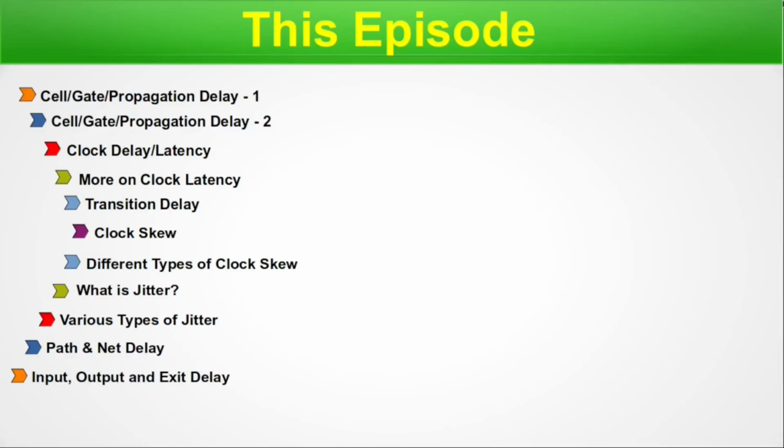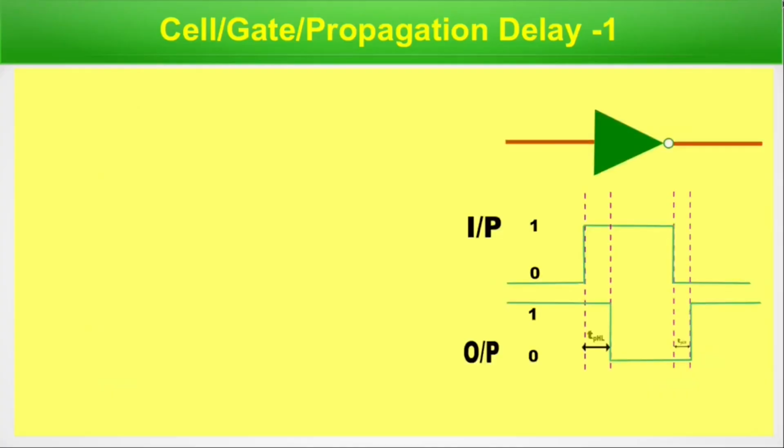Now let's move to the first slide. First slide is on cell or gate or propagation delay. Recently, we have completed a series on interconnect. While discussing that, we have mentioned two types of delays. One is propagation or cell delay, and another is interconnect delay. Signal transmission in a circuit is not an instantaneous process. It takes some time. That finite time is called delay, and delay has mostly two different components.